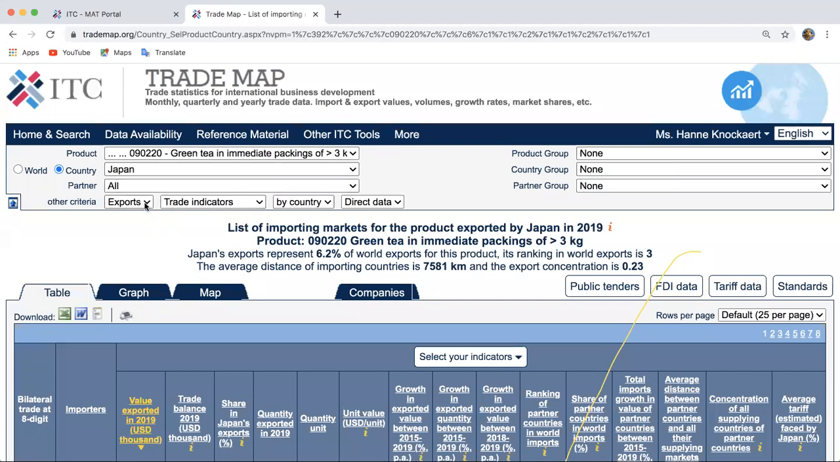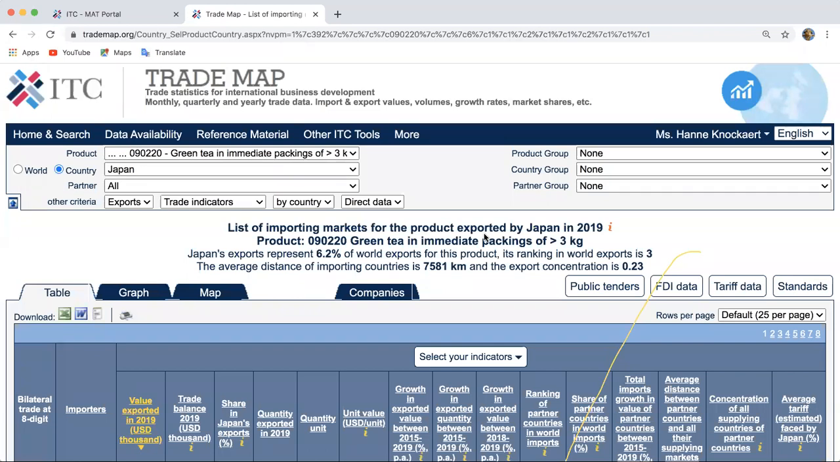I want to look at the exports of Japan. I still want to look into trade indicators by country, and I want to look at direct data. I told you before about the mirror data, so you can always choose mirror data to see what its partners are reporting, but in this case, Japan delivers very qualitative data, so I'll leave it like this. I read the top title: list of importing markets for the product exported by Japan in 2019.